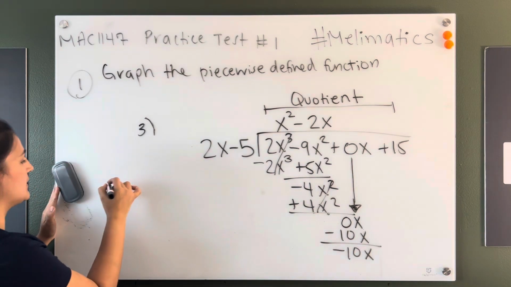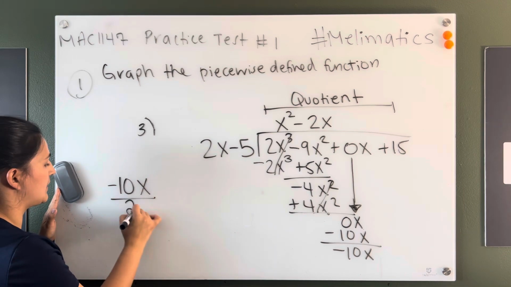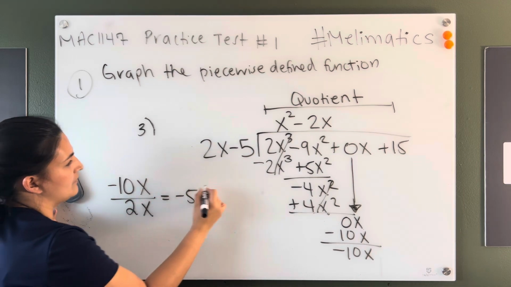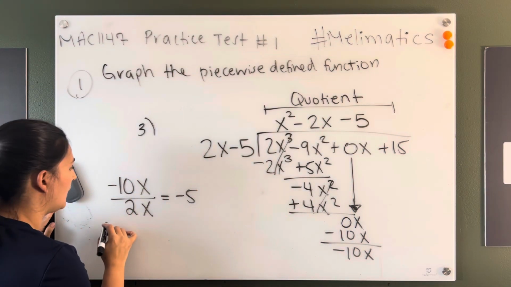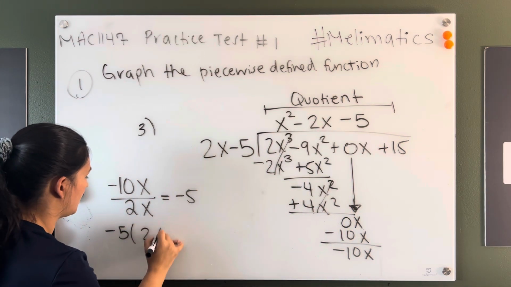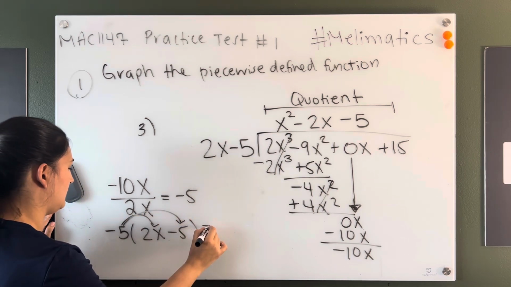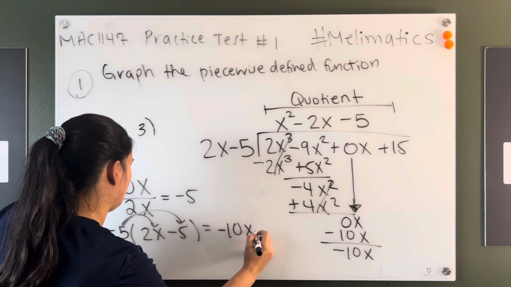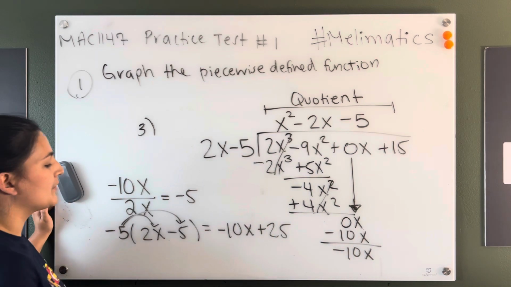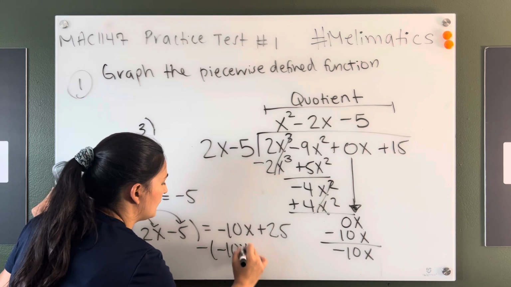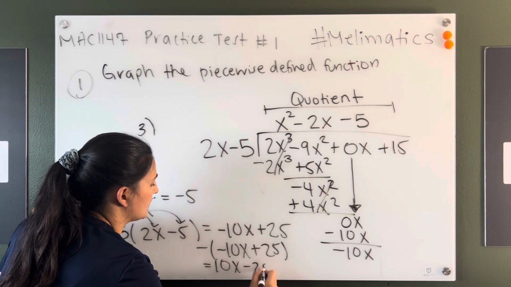Alright, so you repeat the process until you're done, right? Or you have a remainder. So -10x, we're going to divide by the 2x in the remainder, see what that number has to be. Alright, that number in the quotient is going to get distributed with the divisor. Alright, now remember that both of these are being subtracted, both terms. So this is actually going to be adding 10x and subtracting 25.